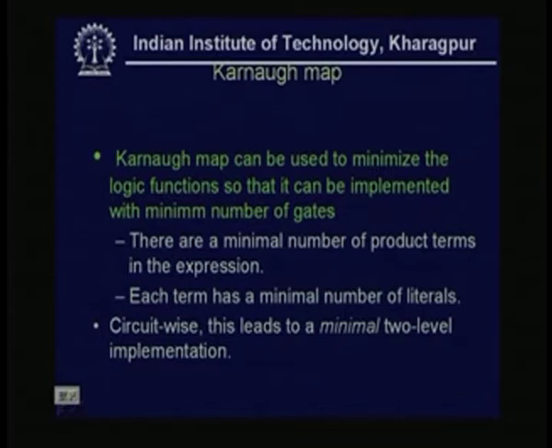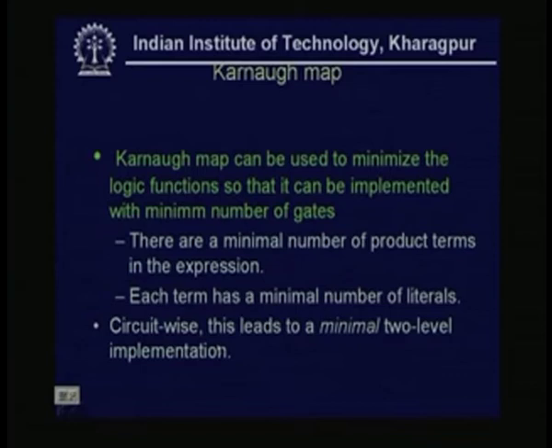And if we consider the circuit, we have always seen that if a Boolean expression is given, some truth table is possible, and if truth tables are possible, then always AND OR realization is possible. So, circuit wise this leads to a minimal 2-level implementation, and that is why this is very important in digital circuit design.